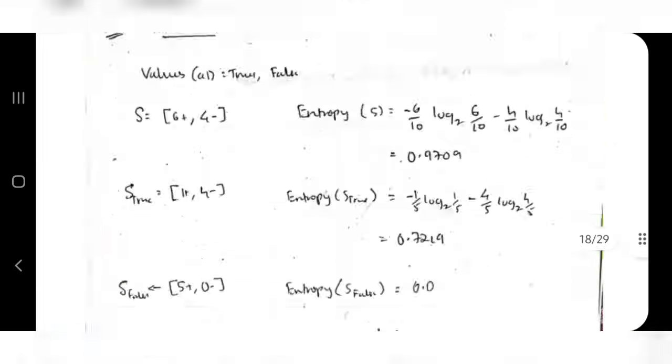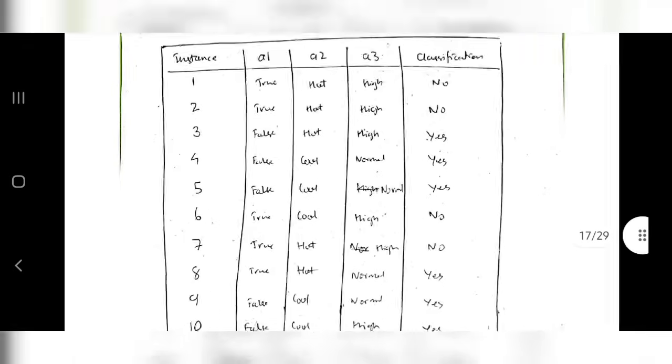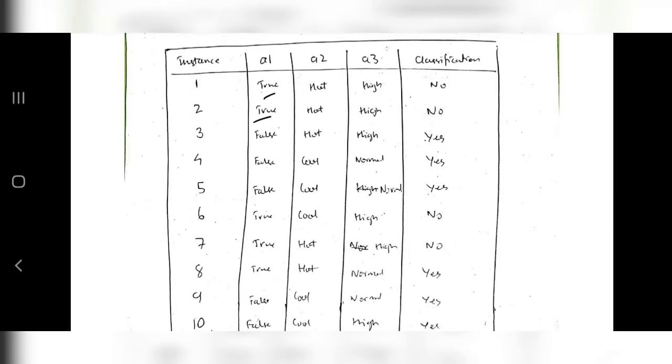Okay, let's have a look at true and false of A1. In A1, how many true are there? Here true is there, true, true. I have no, no. True is there, no. True is there, yes. Here I got true, yes. Here it is true, no. Means there is a mixture.